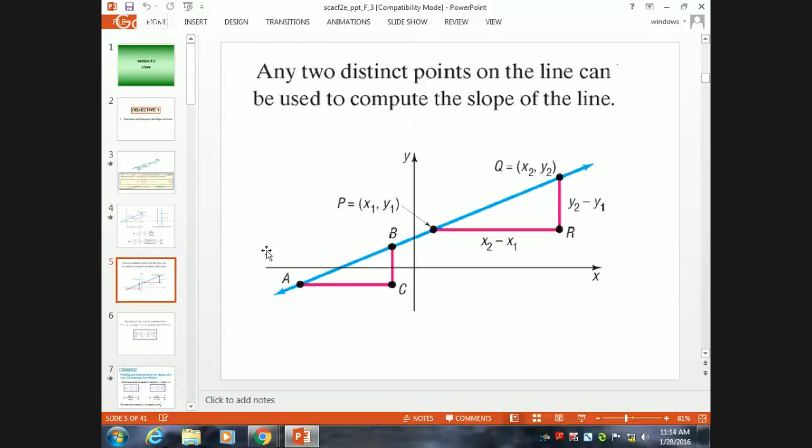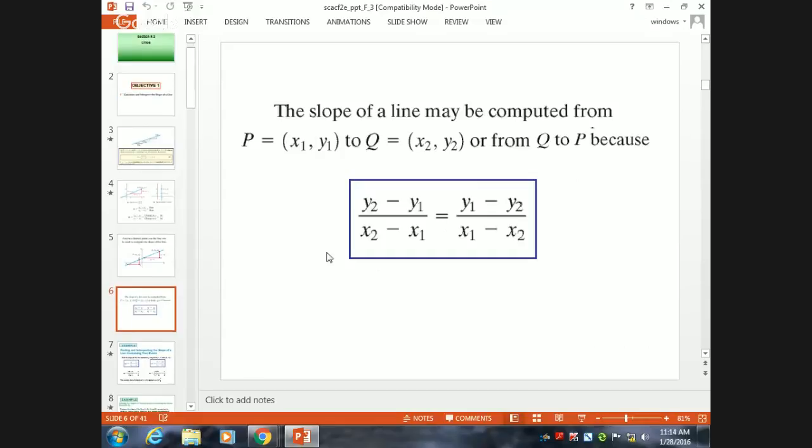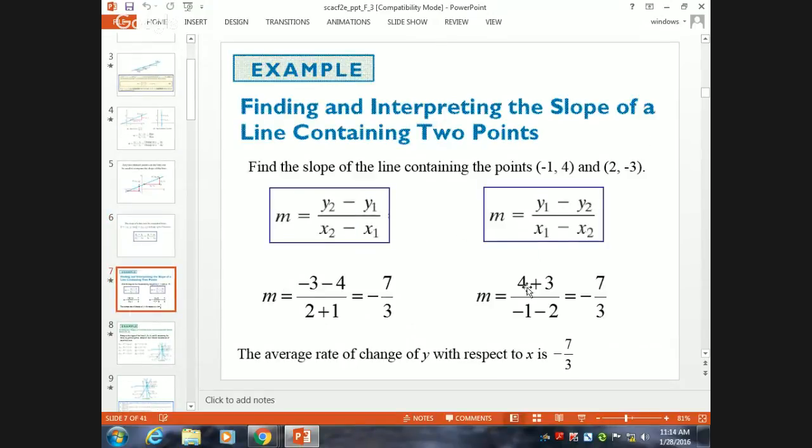Okay? So it doesn't matter the order, but only to the extent that your y's have got to be in the same order as your x's. If y is from one point, x must be from the same point. If y is from another point, x below it must be from the same point. And it is always about the change in y, how fast it rises over how fast it runs.